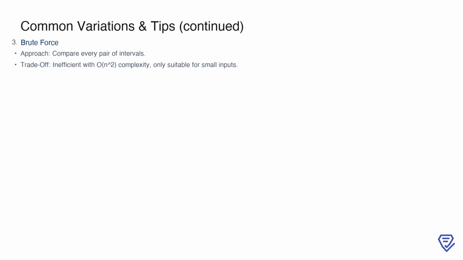Lastly, there's the brute force approach, where you compare every pair of intervals to check for overlaps. While this method is conceptually simple, it's highly inefficient with a time complexity of n squared. This makes it suitable only for small input sizes, as it quickly becomes impractical for larger datasets. While brute force might help you understand the problem initially, it's not a viable solution for real-world scenarios or competitive programming. Instead, it's important to focus on more optimized techniques like the min-heap or two-pointer approaches, which are better suited for handling large-scale inputs efficiently.